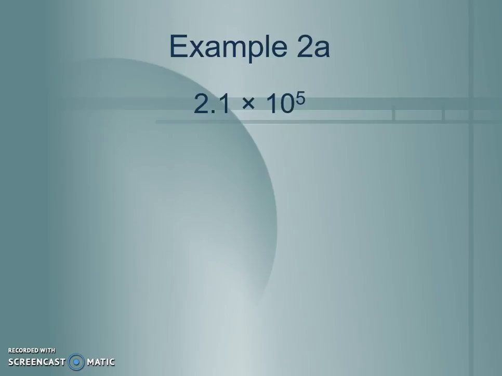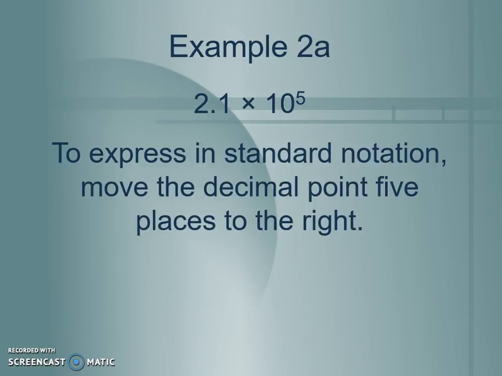Example 2a. 2.1 times 10 to the 5th. So to express in standard notation, we move the decimal 5 places to the right. So we just end up with 1, 2, 3, 4, 5. We fill these in with zeros. We end up with 210,000.